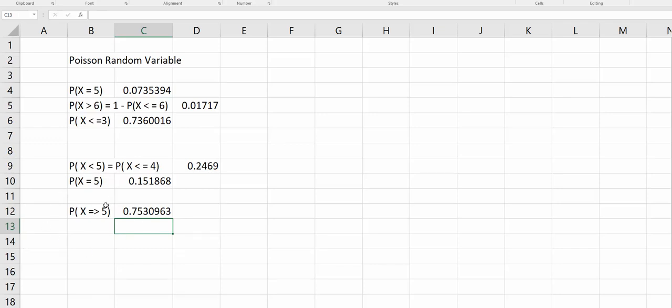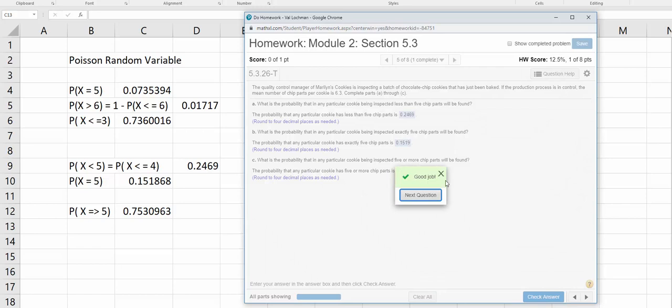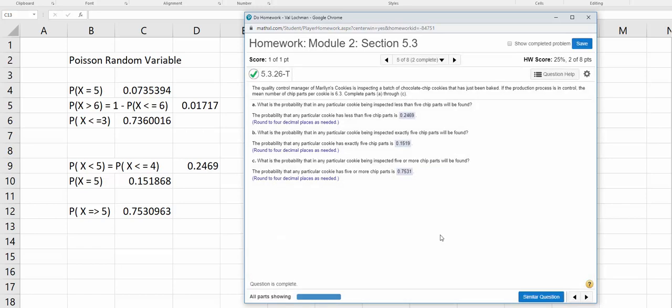Let's talk this through. Greater than or equal to 5. We cannot compute this directly, because there are potentially infinitely many trials, so we can't do that for Poisson. We have to do the complement. The complement of X greater than or equal to 5 is X less than or equal to 4, which we already know. So the probability of this event is 0.7531, and we are done.